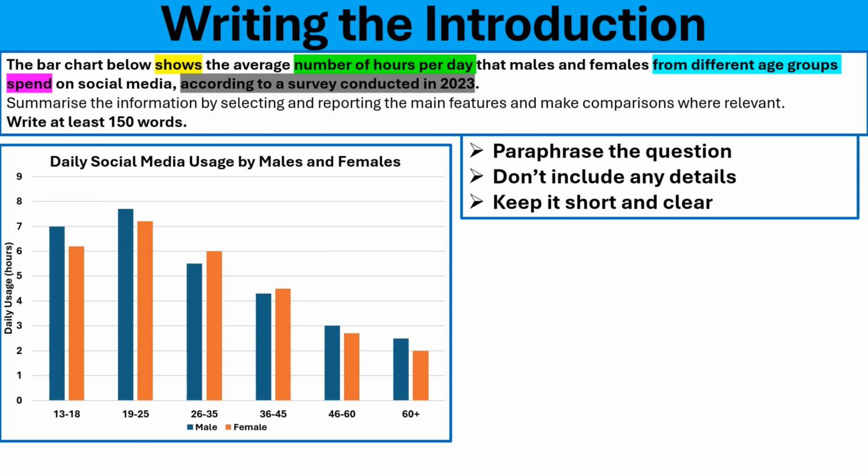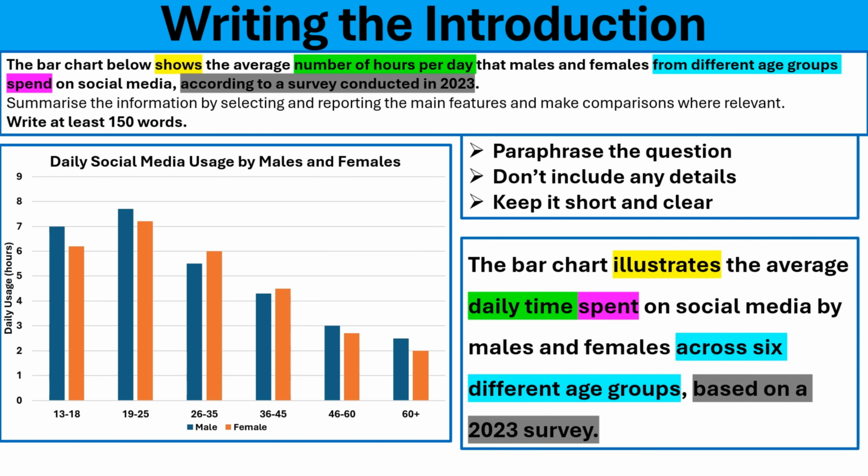Here is an example of a well-written introduction. The bar chart illustrates the average daily time spent on social media by males and females across 6 different age groups based on a 2023 survey. Let's quickly look at how the original question has been paraphrased.